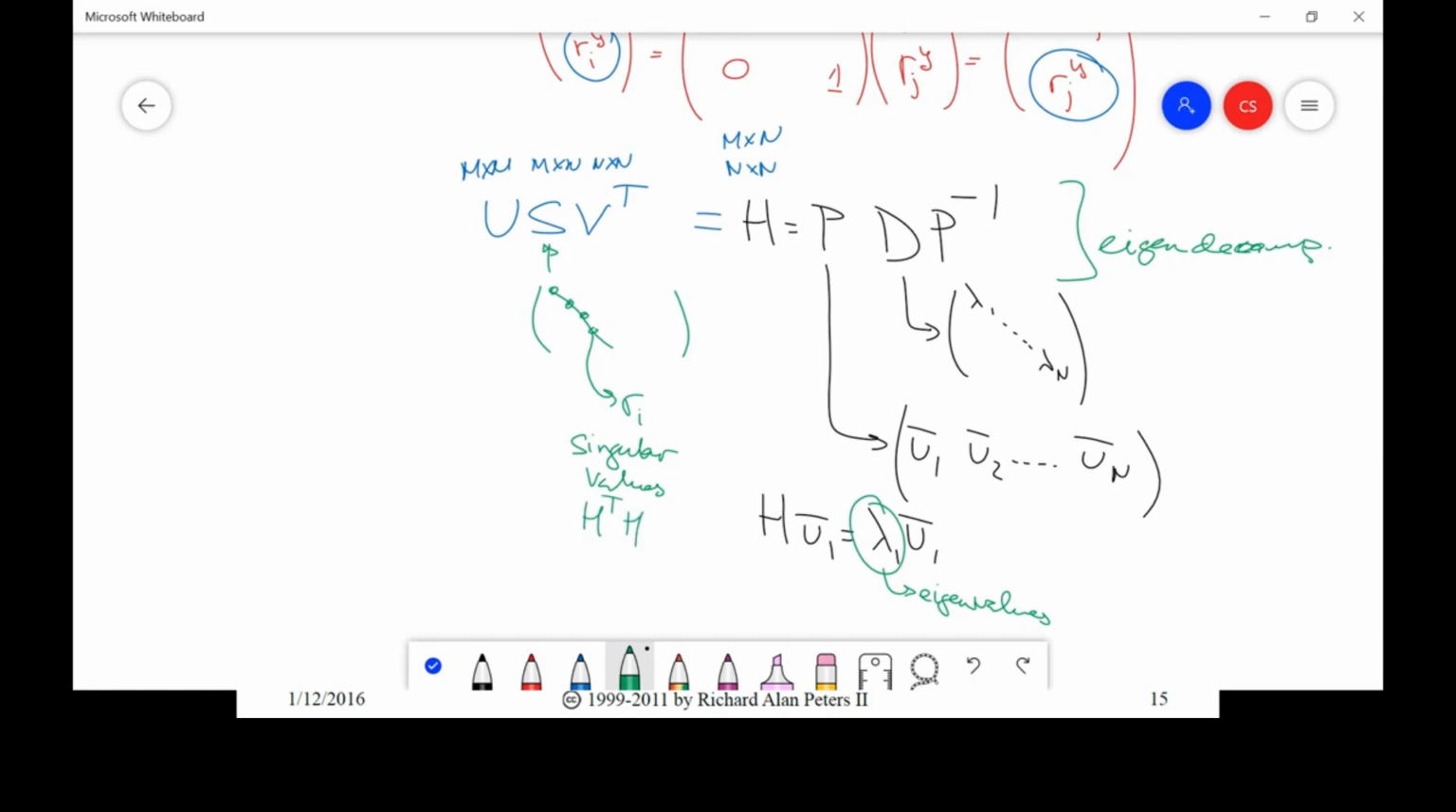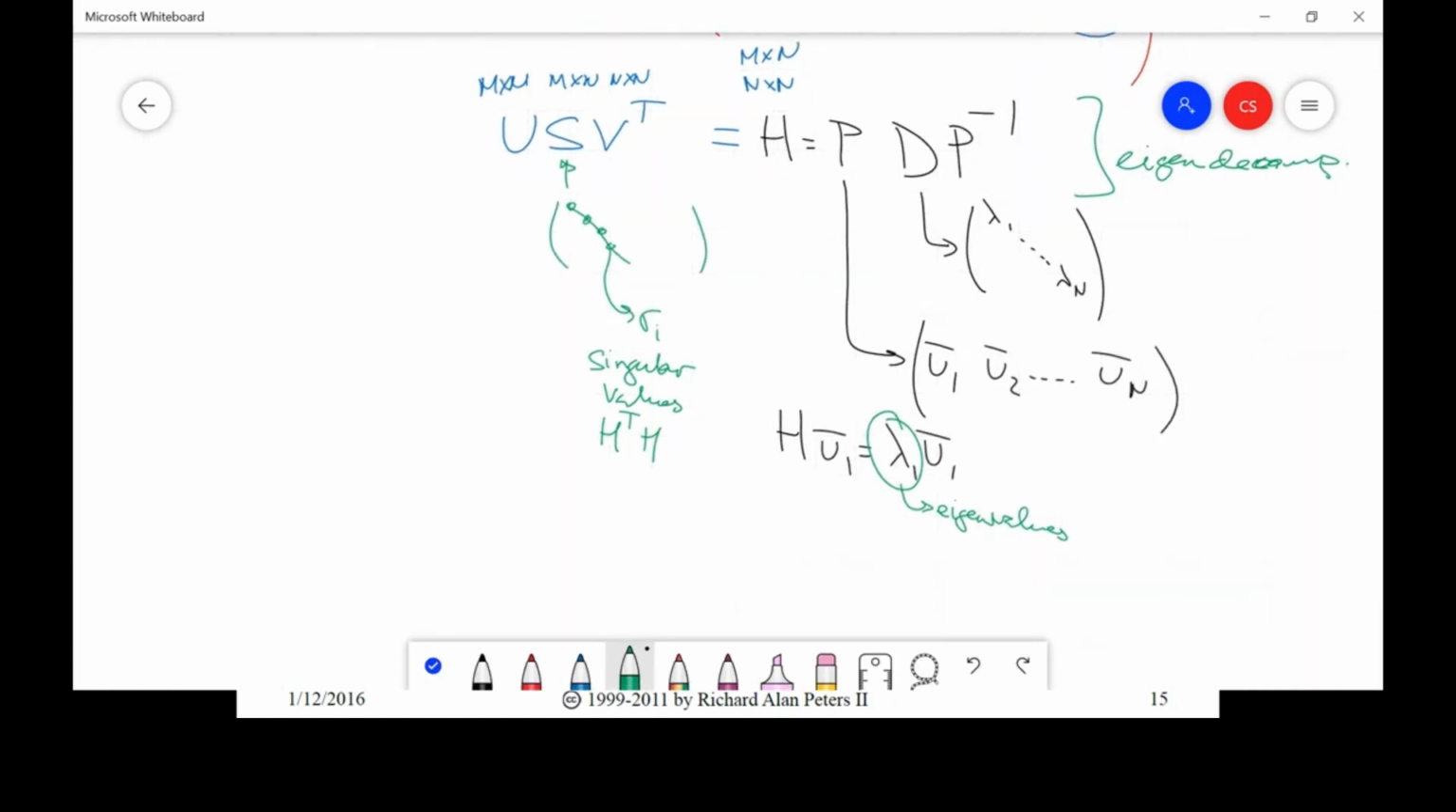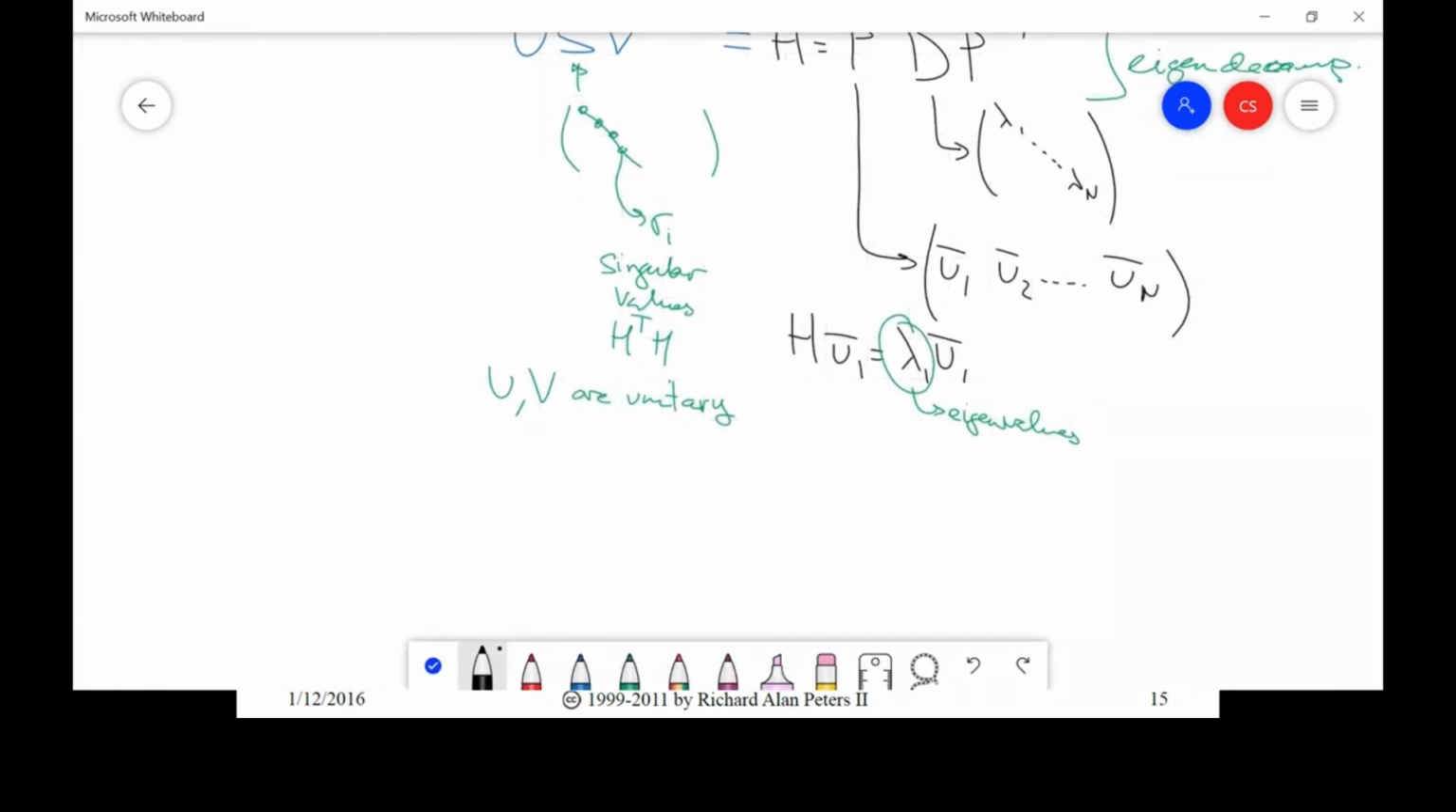And there is another constraint, that is these U and V matrices are unitary. So U and V are unitary. And unitary means that U transpose U is equal to I, and the same for V. V transpose V is equal to I. So they are the identity matrices.